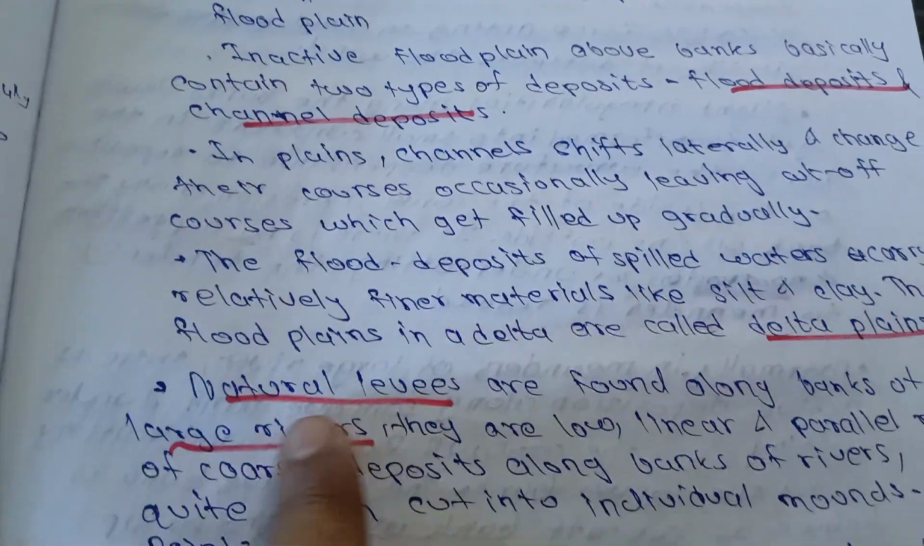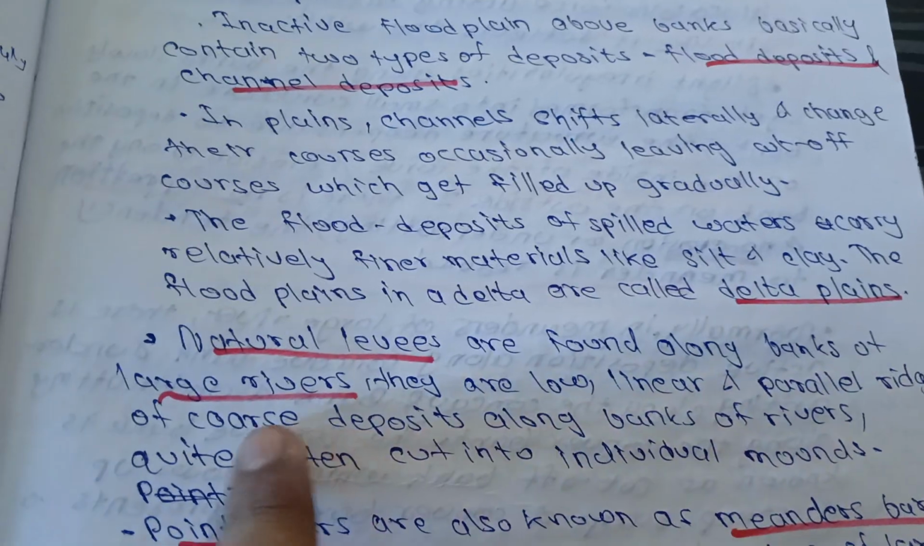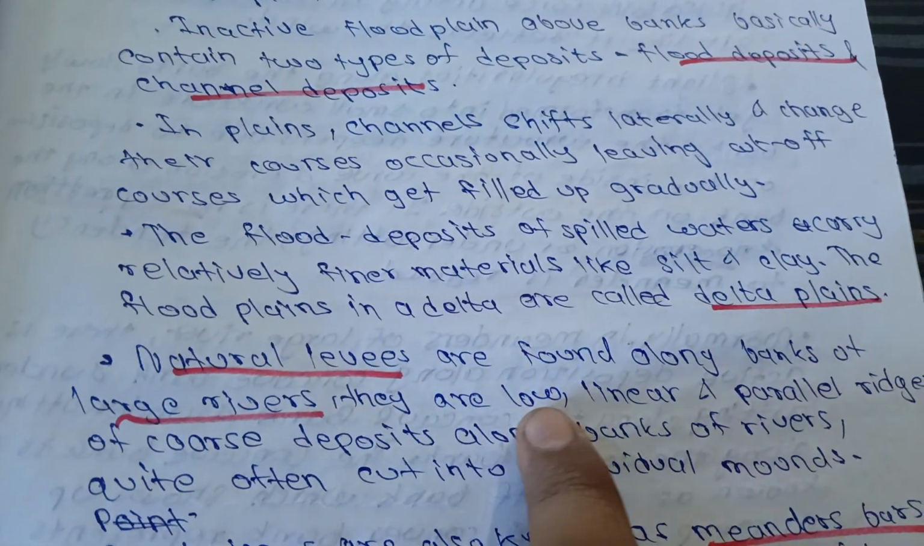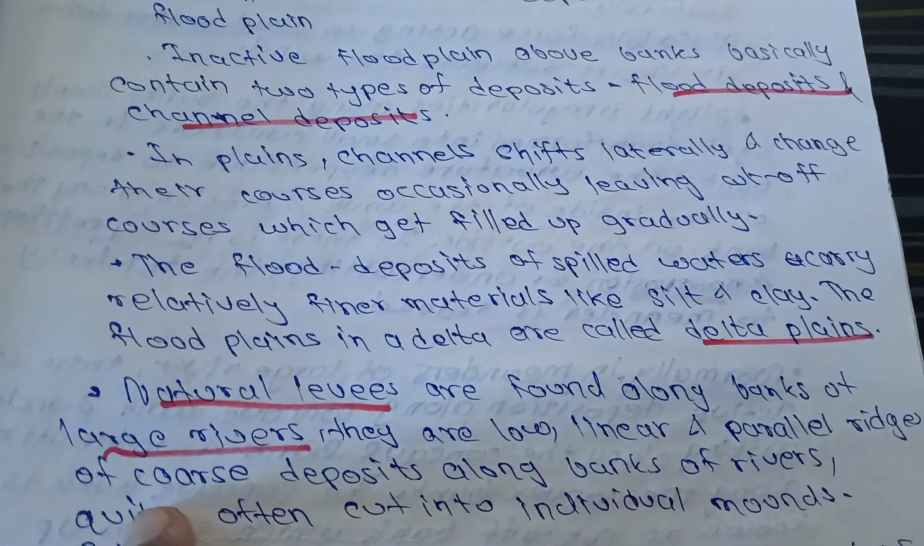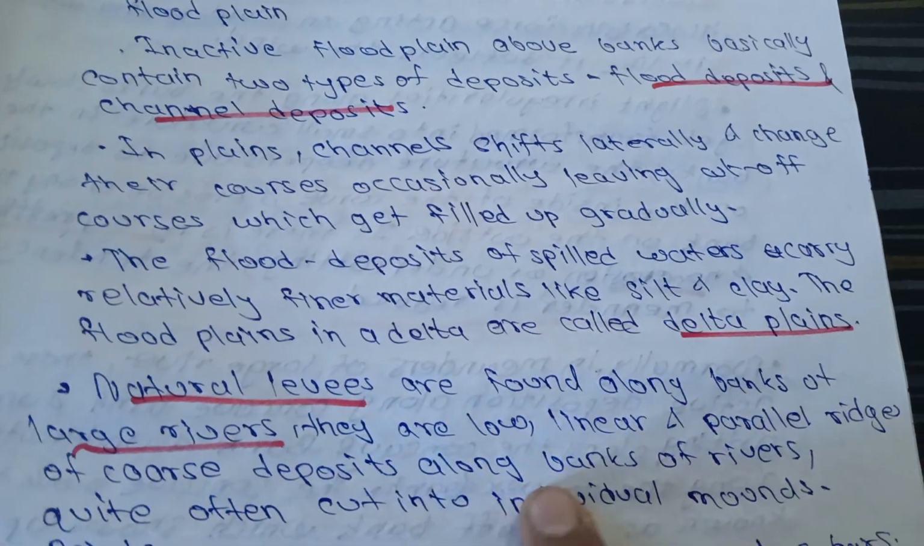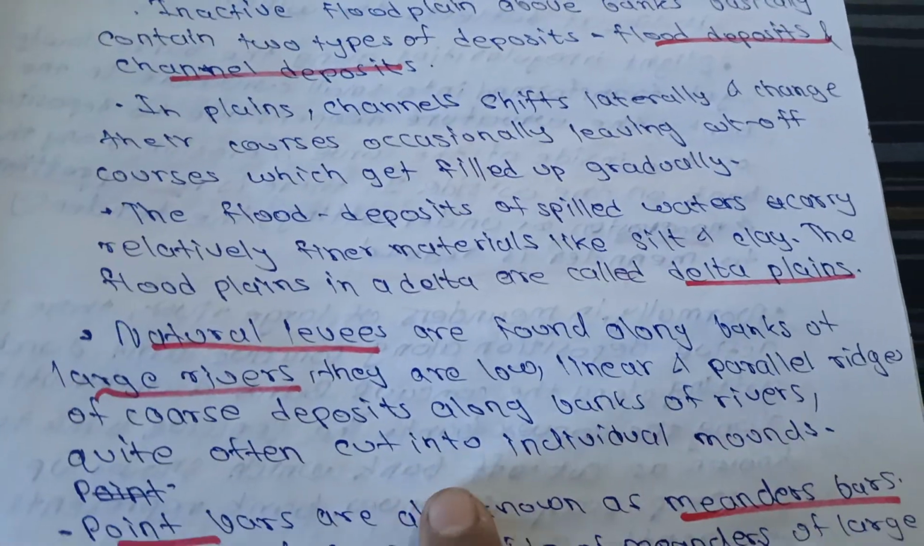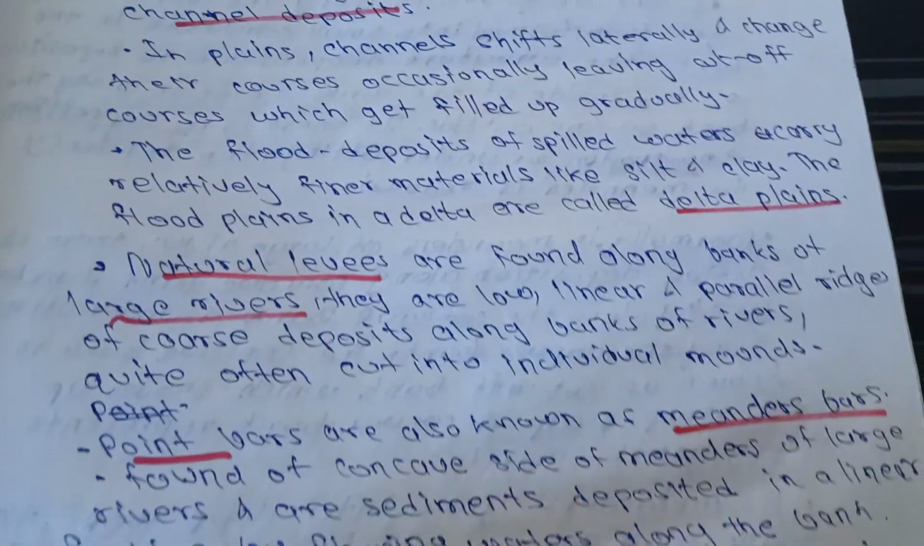Now, what are natural levees? They are formed along the banks of large rivers. They are low, linear, and parallel ridges of coarse deposits along the banks of rivers, quite often cut into individual mounds.